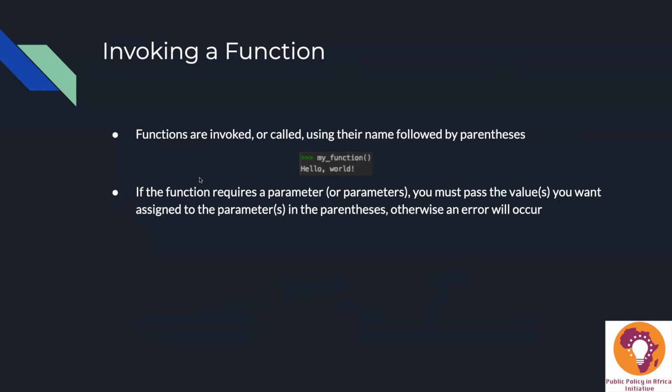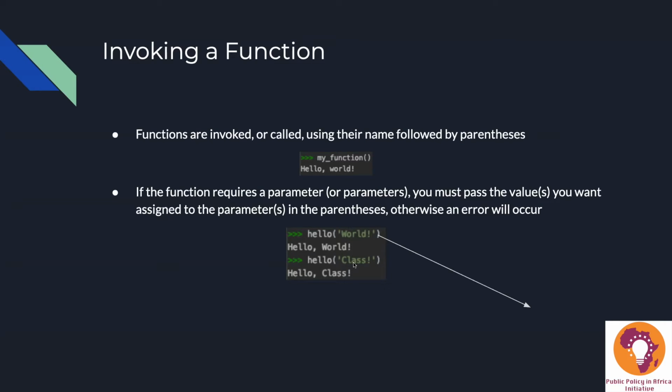Now, if the function requires a parameter or parameters, you must pass the values you want to assign to the parameters in the parentheses, otherwise an error will occur. So let's see, in this particular case we have hello, so we're using the hello function, and this one does require a parameter, that name parameter. So I pass world here. The string that I'm passing in place of name is world. And then we get hello world printed out to the console.